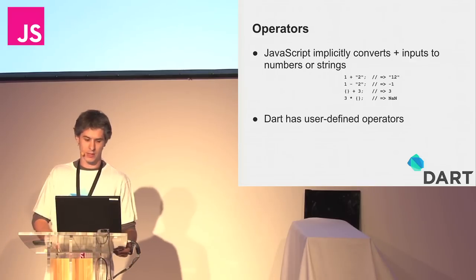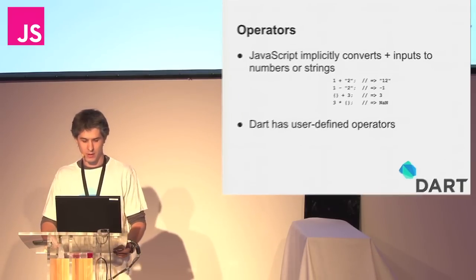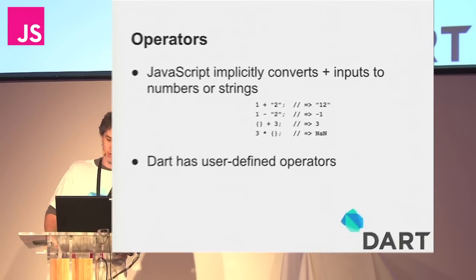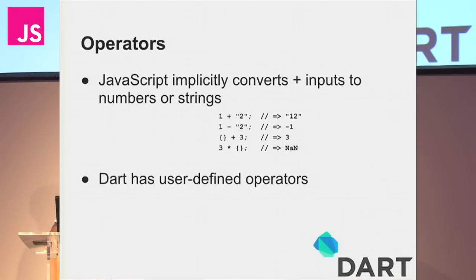The next challenge is operators. JavaScript is very lenient in what it accepts for operator arguments. In fact, it will just try to convert them to numbers or strings and carry on. It will keep on trucking. There's nothing that will basically throw an exception or give an error. And we don't want that. We want to have exceptions when things don't work out.